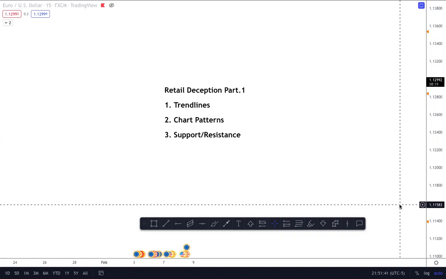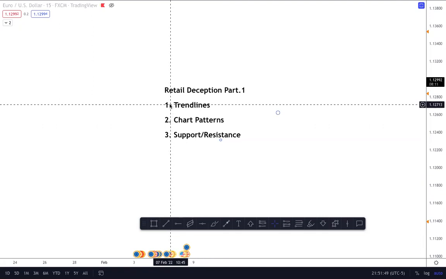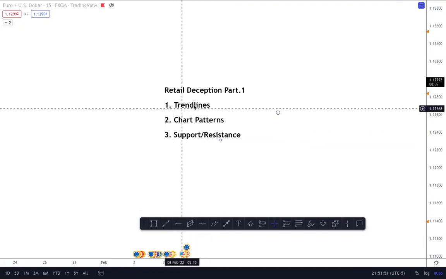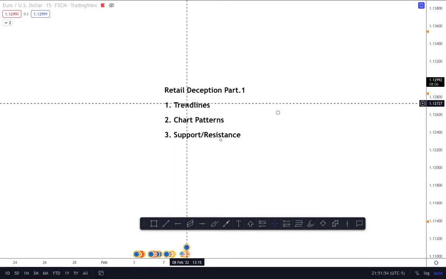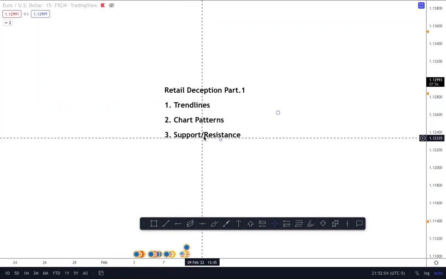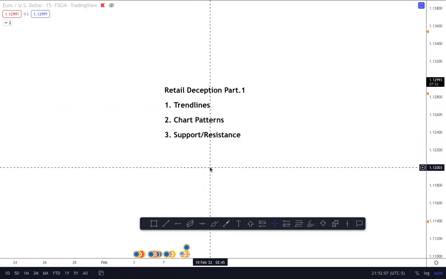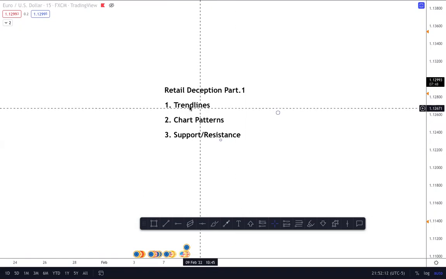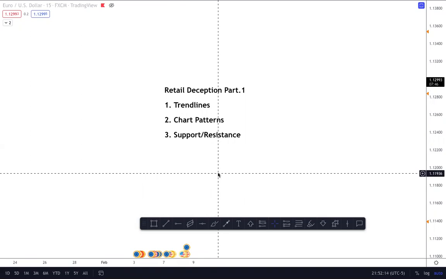And today we're going to introduce a new series called Retail Deception. Now, this video alone, we are only going to be covering trend lines and the manipulation of these trend lines, and basically how we can use trend line analysis to our advantage as SMC traders. Because there is so much to trend lines, chart patterns, and support and resistance, I've decided to make this a series of 3 different videos, right? And today we are solely going to focus on trend line analysis and how retail views trend lines versus how SMC views the trend line.